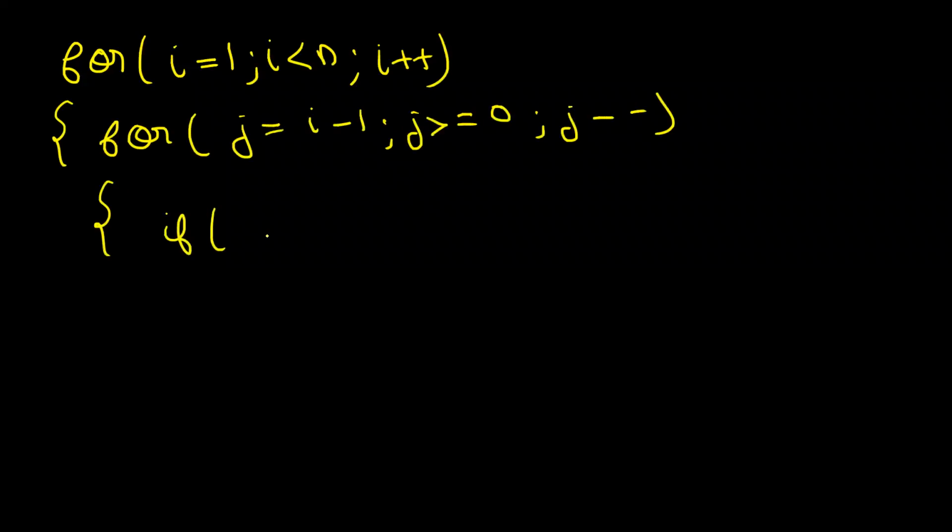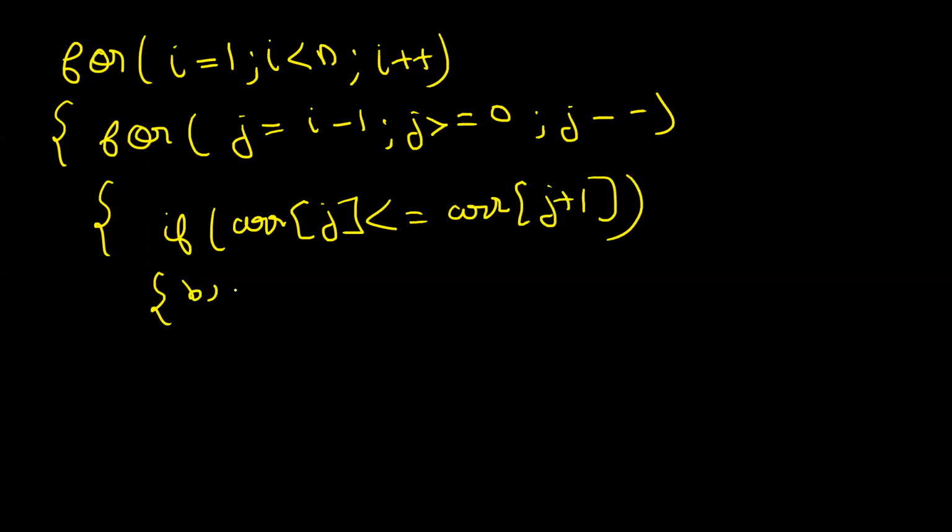And we had the condition that if ARR of j is less than or equal to ARR of j plus 1, then what I was doing? I was simply breaking, coming out of the loop. Else we were performing a swapping. Everyone agrees? This is what we were doing, right?